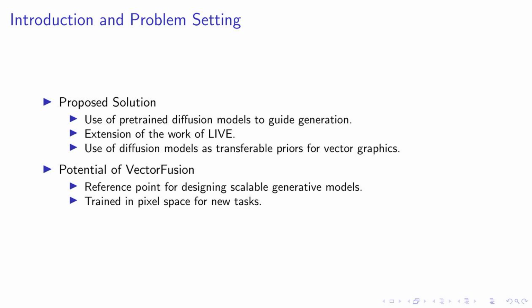Now let's talk about the potential of VectorFusion. It serves as a reference point for designing scalable generative models. These models are trained in pixel space, enabling them to be applied to new tasks. The outputs are interpretable and editable, making them suitable for a variety of applications. In essence, VectorFusion is a novel text-to-vector generative model that can be intuitively used in existing design workflows. It showcases the effectiveness of distilling generative models and holds promise for future advancements in the field.